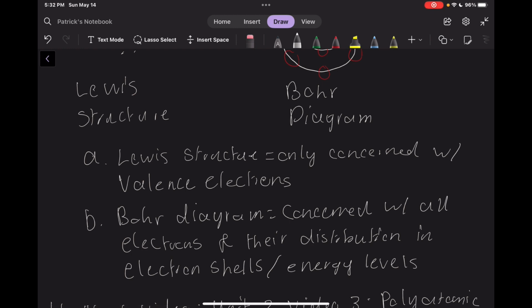Bohr diagrams, by contrast, are concerned with all the electrons in an atom, as well as their distribution in said atom's electron shells or energy levels. Lewis structures are, by and large, more useful when discussing bonding and molecular geometry, while Bohr diagrams find greater application when talking about atomic structure and electron configuration.